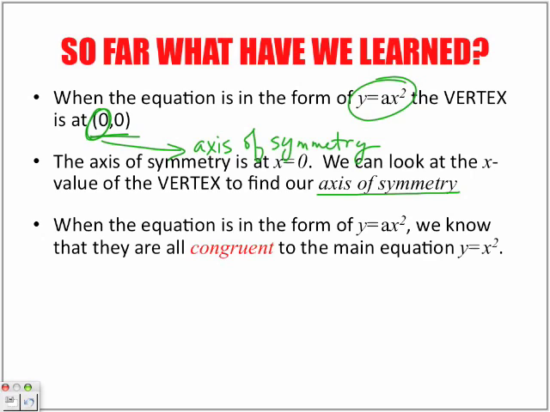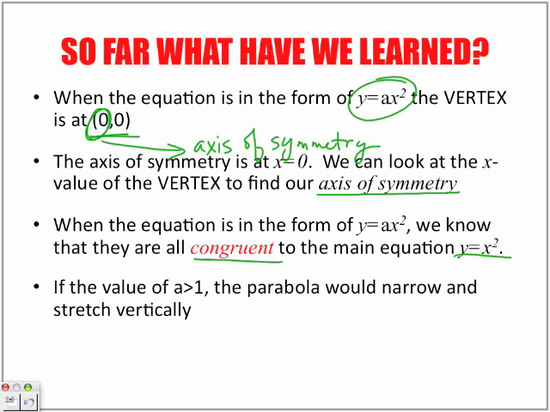When the equation is in the form of y is equal to ax squared, we know that they are all congruent to the main equation, y is equal to x squared. Because it is congruent, we know that it will follow the 1, 3, 5 pattern. And that 1, 3, 5 pattern all gets multiplied by whatever the a value is when it's in this format. If the value of a is greater than 1, the parabola would narrow and stretch vertically.